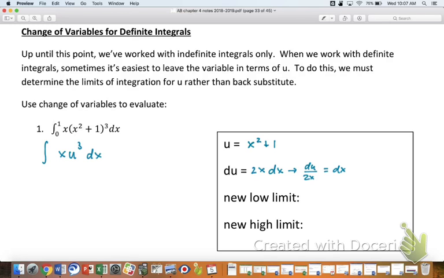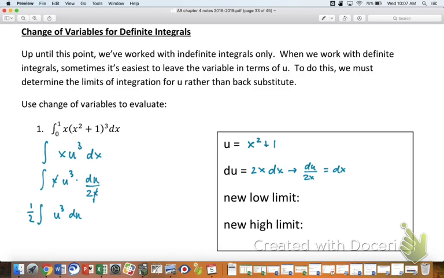And hopefully you see a lovely pattern developing. You end up with antiderivative of x times u cubed times du over 2x. Still haven't done anything with the limits yet. I'll do that in a second. What's the nice thing that happens when I substitute like that? The x's cancel, and I'll get the 1/2 out. So I'm going to write 1/2 antiderivative u cubed du.